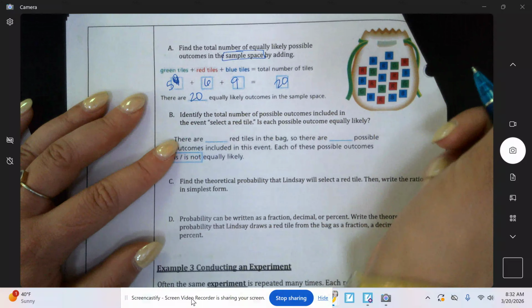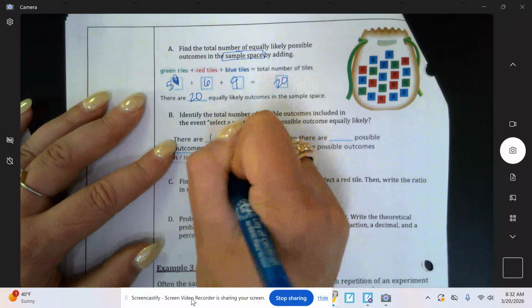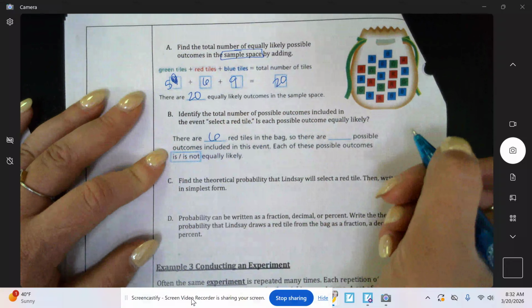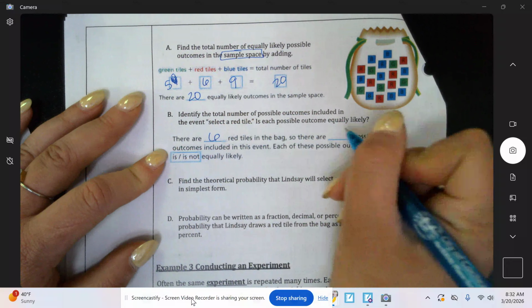Alright, how many red tiles did we say there were? There were 6 red. So how many possible outcomes? This is kind of like the back of your homework last night. How many possible outcomes are there for choosing red tiles? 6 possibilities.